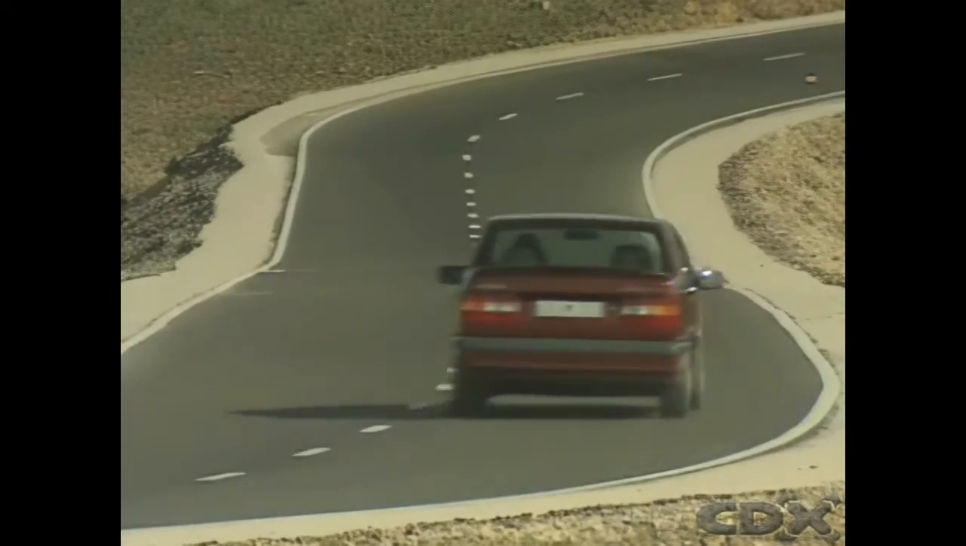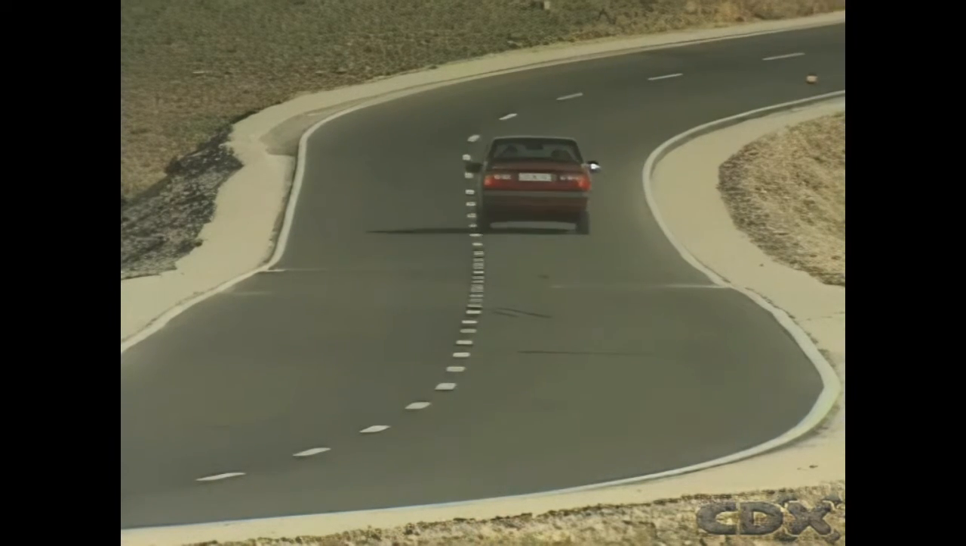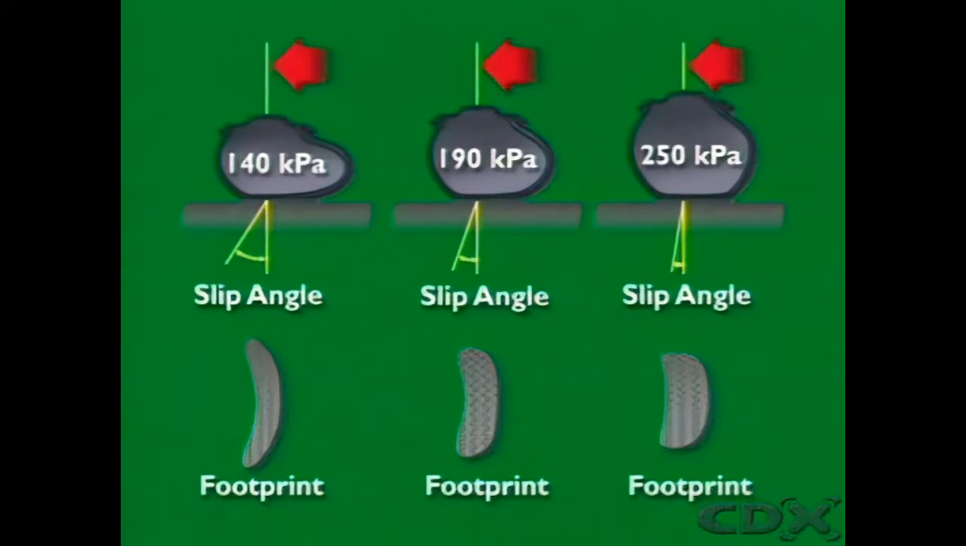Radial ply tires generate much higher cornering forces than cross ply tires, which is why the two tire types should not be used on the one vehicle. Slip is also influenced by inflation pressures, so manufacturer recommendations should always be followed.